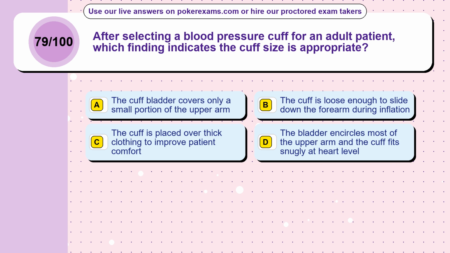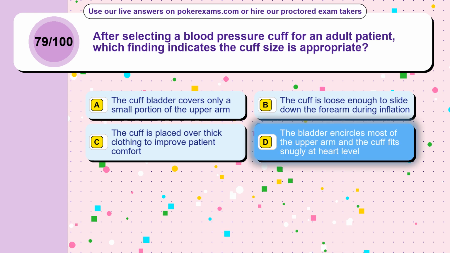Question 79. After selecting a blood pressure cuff for an adult patient, which finding indicates the cuff size is appropriate? Option A. The cuff bladder covers only a small portion of the upper arm. Option B. The cuff is loose enough to slide down the forearm during inflation. Option C. The cuff is placed over thick clothing to improve patient comfort. Option D. The bladder encircles most of the upper arm and the cuff fits snugly at heart level.